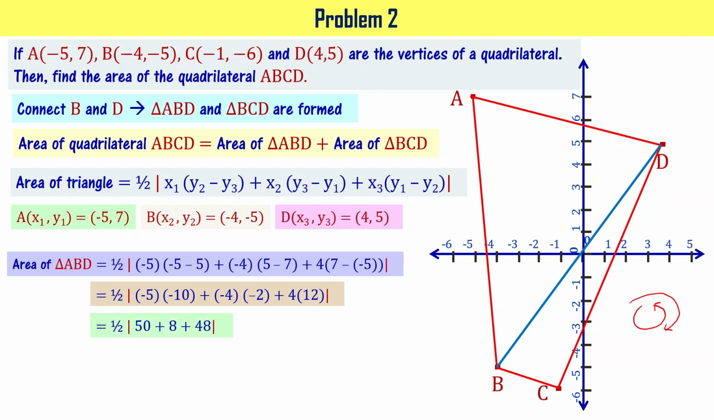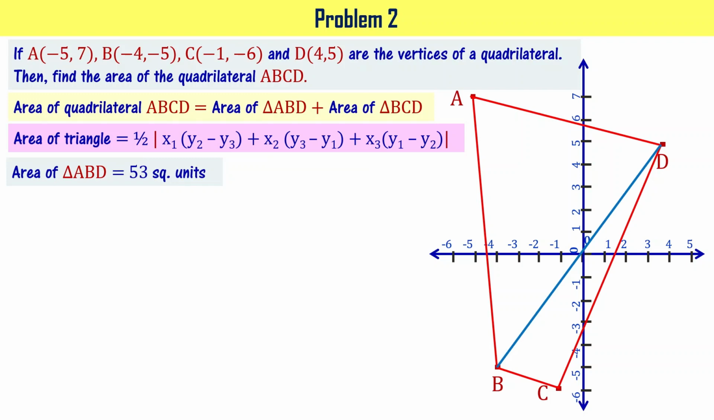You simplify this. When you do that, you are getting half modulus of 50 plus 8 plus 48, right? That can be written as half modulus of 106. So I can write it as half times 106 because modulus is going to drop the sign anyway. Since it is a positive sign, we don't need to really worry about it. Half times 106 is 53. So now I can write area of triangle ABD equal to 53 square units. Let's note this point and go and find the area of triangle BCD now.